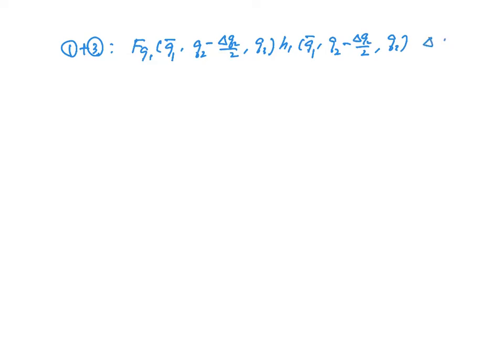1 plus 3 is F Q1 at Q1 bar, Q2 minus delta Q2 over 2, Q3, times H1 at Q1 bar, Q2 minus delta Q2 over 2, Q3, delta Q1, minus F Q1 at Q1 bar, Q2 plus delta Q2 over 2, Q3, times H1 at Q1 bar, Q2 plus delta Q2 over 2, Q3, delta Q1.